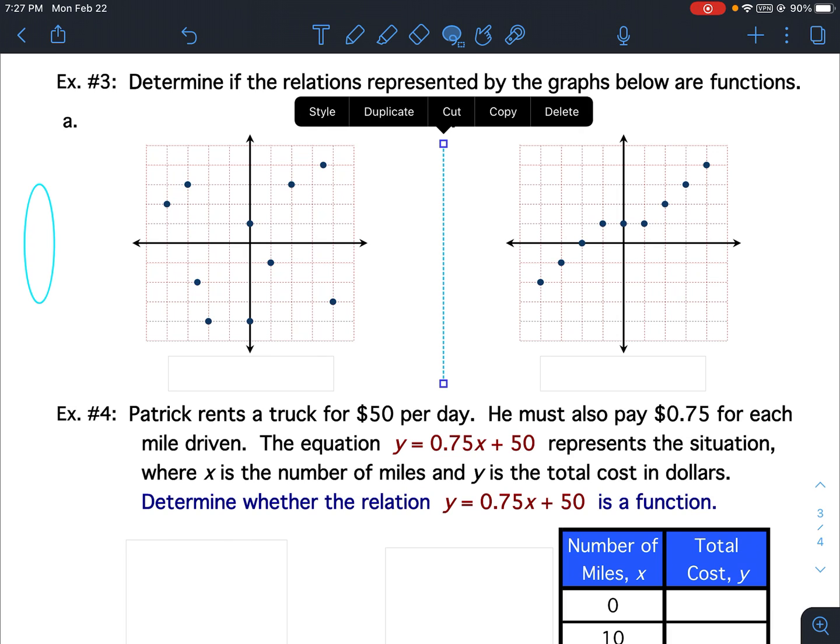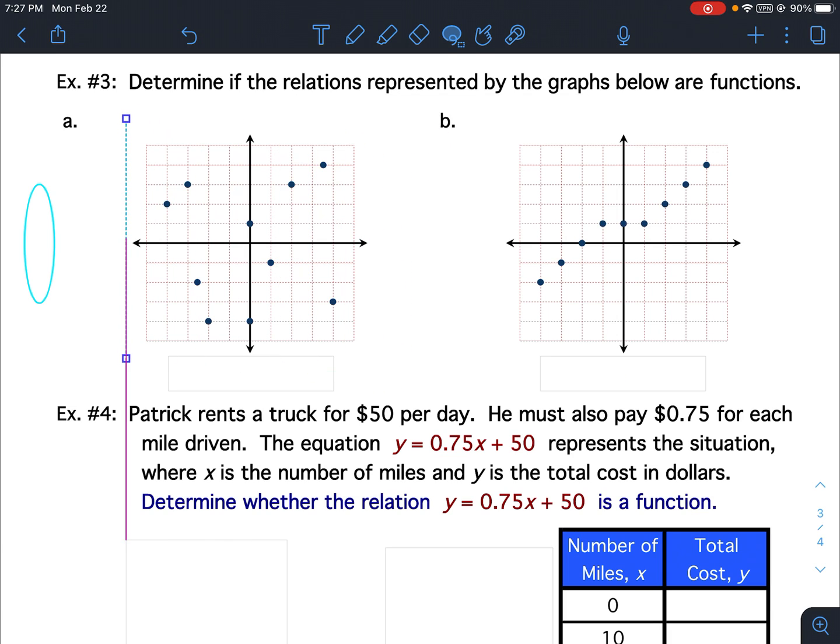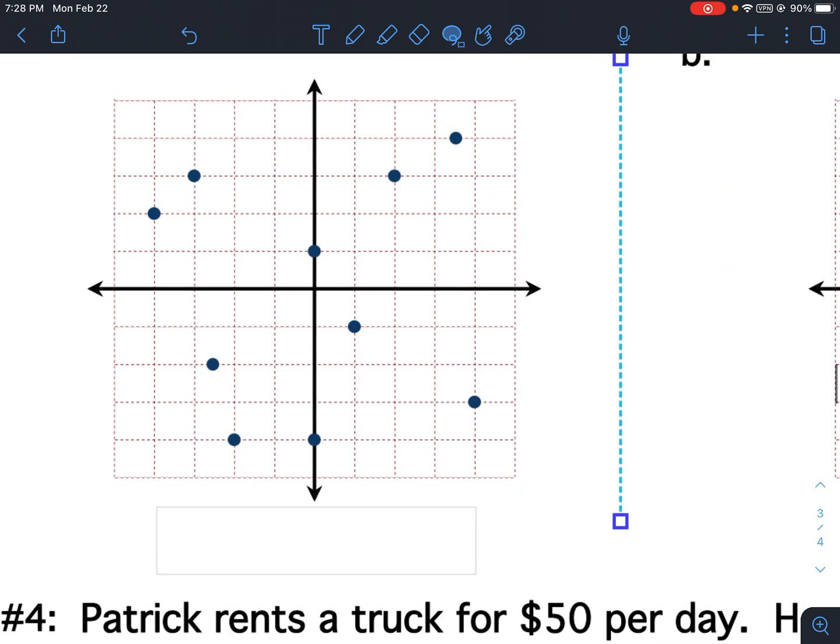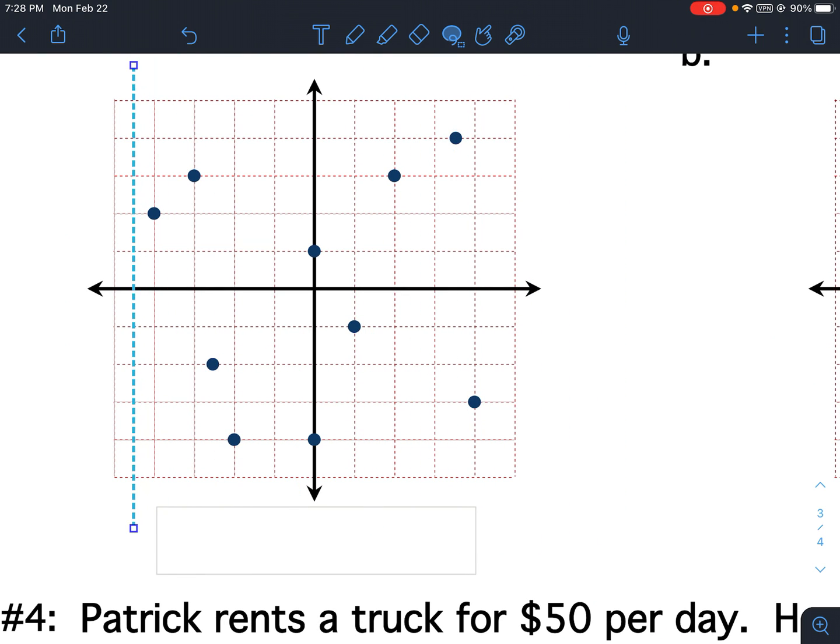So again, I'm going to use my vertical line here. As I drag my vertical line across the graph, and let me actually zoom in a little bit. There we go. As I drag my line across the graph, does it ever go through more than one point? Right there it does. Notice on the y-axis, it goes through a point right here, and it goes through a point right there.